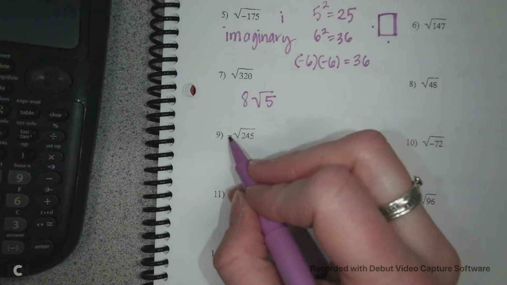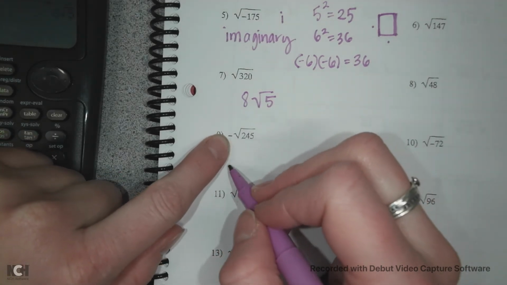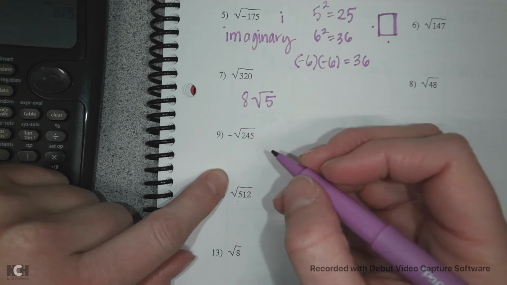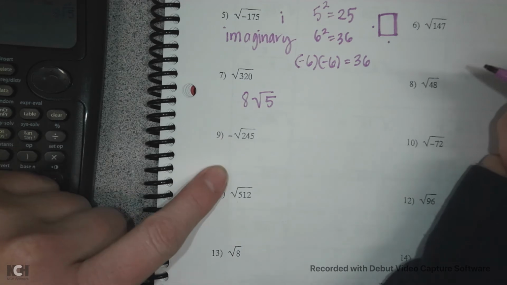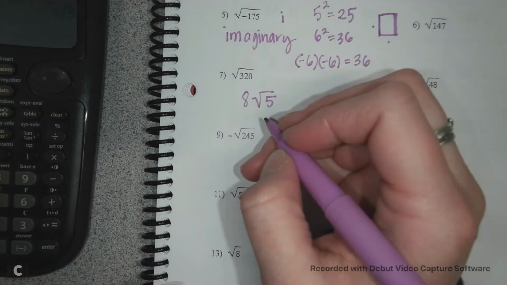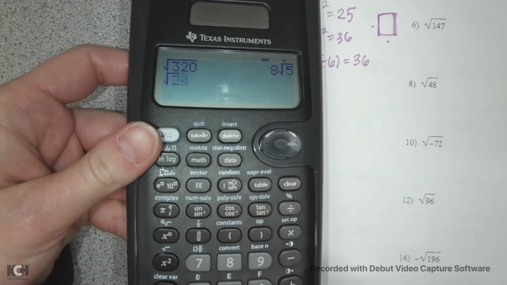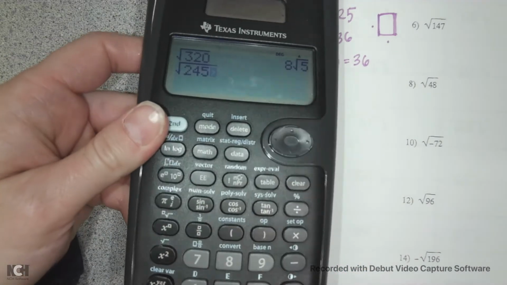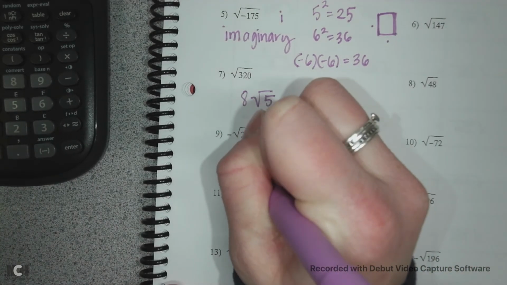Okay, now let's talk about this negative. This negative is just going to hang out in front. It actually means the opposite of your answer. So we're going to let it hang out in front for a second. Okay, so we're going to take the square root of 245. And that is 7 root 5. Okay, so 7 root 5.